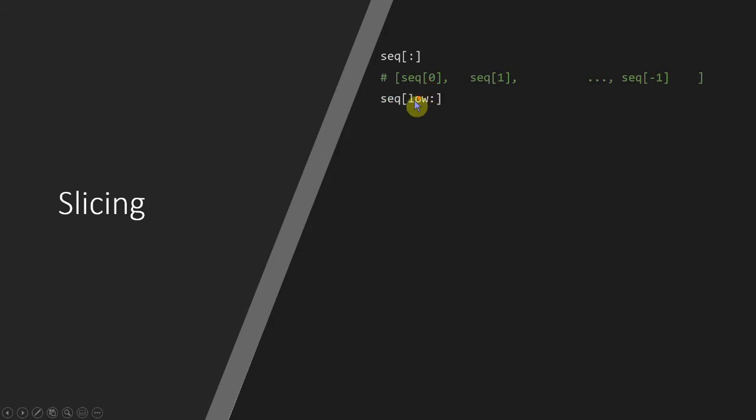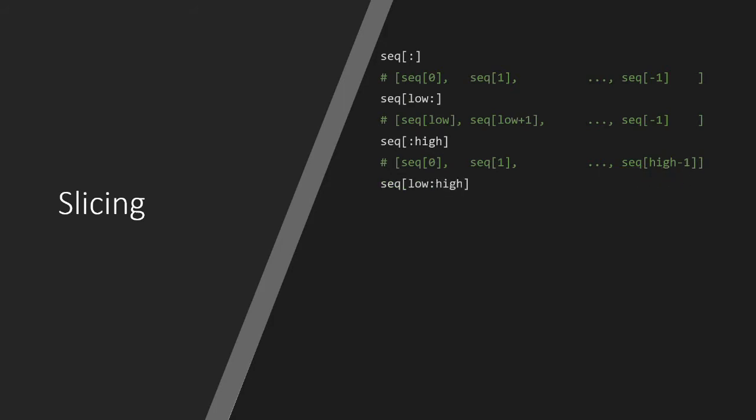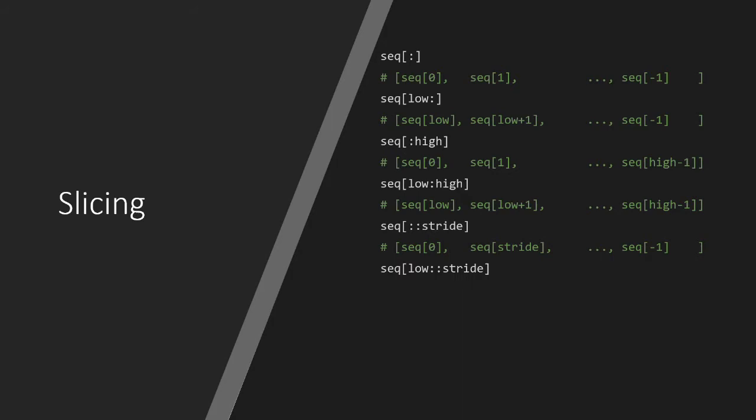If you just put a low number in, you get everything else in the sequence above the low number. If you put a high number in, you get everything from 0 all the way up to the high number -1. You've also got sequence low to high, and this doesn't go from low to high, it goes from low to high -1. You can also add a stride, in which case it will go up in steps of stride.